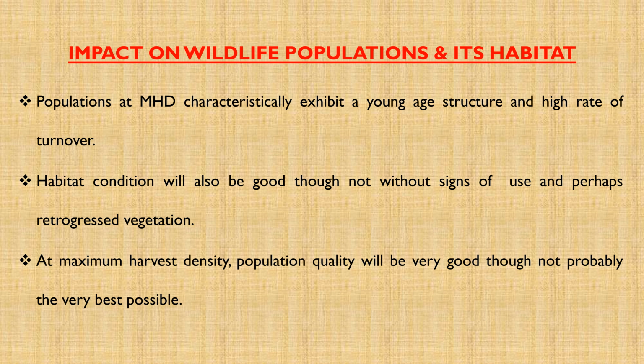Carrying capacity maintained at maximum harvest density has some impact on wildlife populations and their habitat. One, populations at maximum harvest density characteristically exhibit a young age structure and a high rate of turnover. Secondly, the habitat condition will be good, though not without signs of use and perhaps retrogressed vegetation. And thirdly, at maximum harvest density, population quality will be very good, though probably not the very best possible. These factors arise because there will be a continuous supply of essential and quality resources for the animal for the achievement of quality products during harvest of these wild animals.